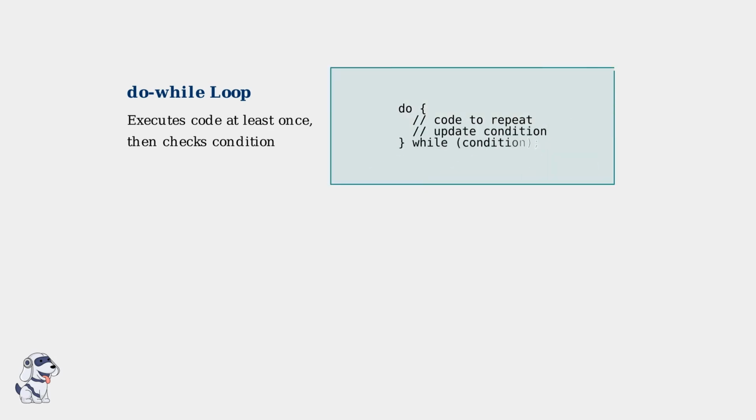The do-while syntax starts with the do keyword, followed by the code block in curly braces, then the while keyword with the condition. Notice the semicolon after the closing parenthesis. This is required for do-while loops.